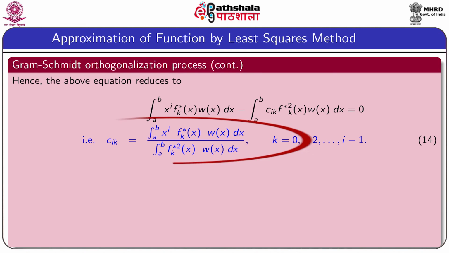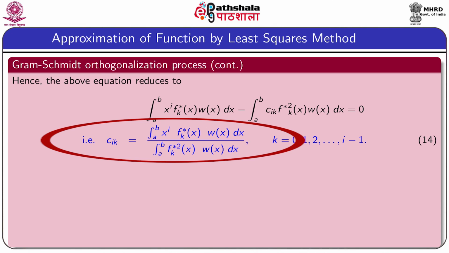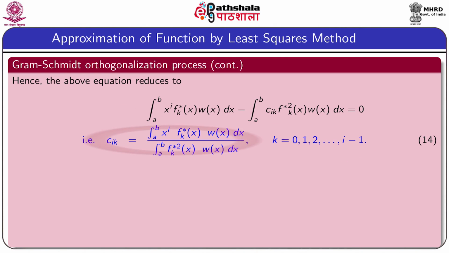Now, we can determine c_ik using this formula. In this formula, the numerator is integration a to b x to the power i f_k*(x) w(x) dx and the denominator is integration a to b f_k* squared(x) w(x) dx, and this formula is valid for all k equal to 0, 1 up to i minus 1.